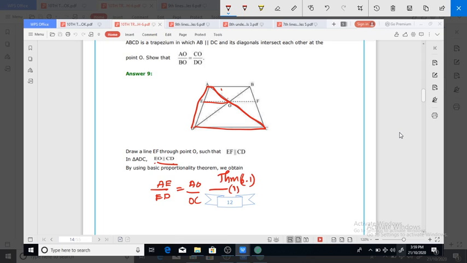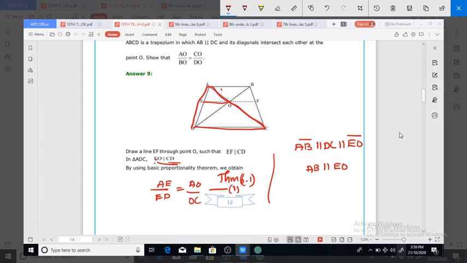We already know AB is parallel to DC. Now we know CD is parallel to EO. So by observing this, AB is parallel to EO.